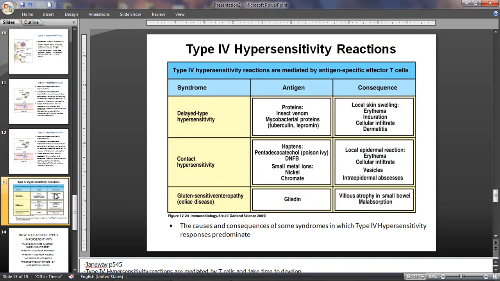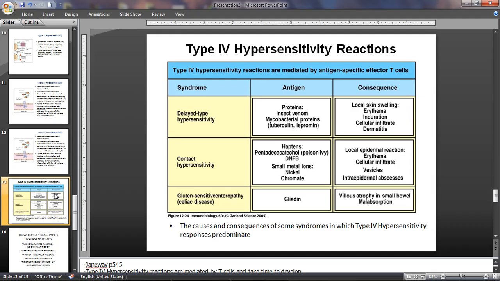Type 4 hypersensitivity reactions are mediated by antigen specific effector T cells. So in this type of reaction, the effector T cells, which are antigen specific, produce the hypersensitivity. Now the syndrome could be a delayed type of hypersensitivity.